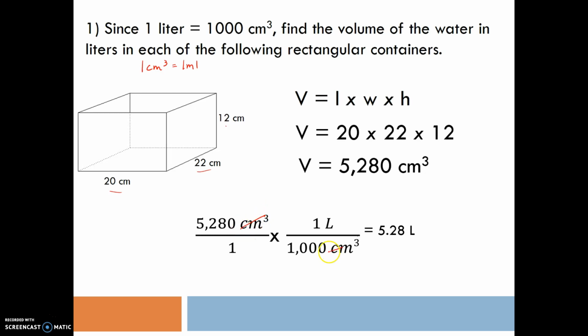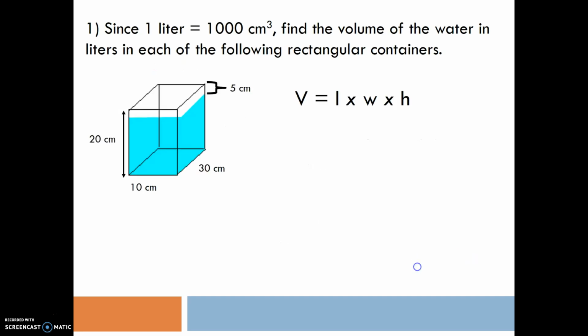When we look at that, we can see that the cubed centimeters cancel out, and then we're just going to divide 5,280 by 1,000, and we get 5.28 liters, 5 and 28 hundredths. If you need to pause the video to finish writing that, please do so. But let's move on to letter B.